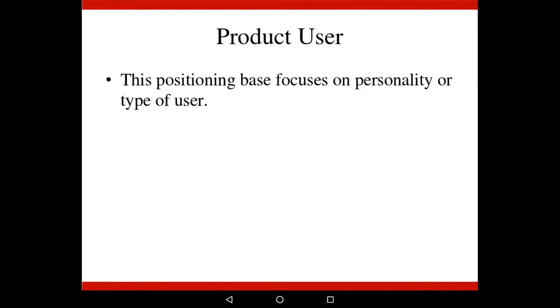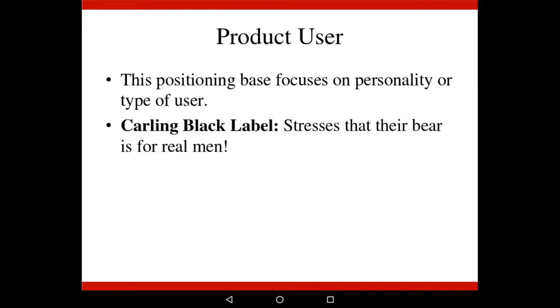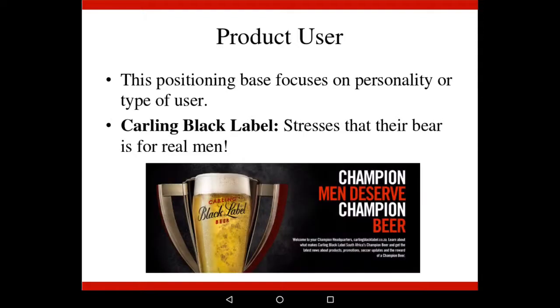Then we have product user. This positioning base focuses on the type of person who uses the product. So Carling Black Label, for example, stresses that their beer is for real men, right? Champion men deserve champion beer. Black Label, okay? The product user. It's not just for any man, it's for champion men.